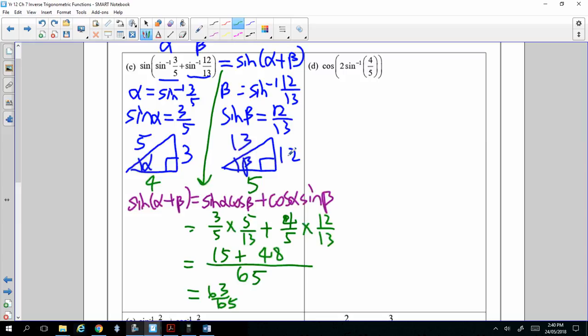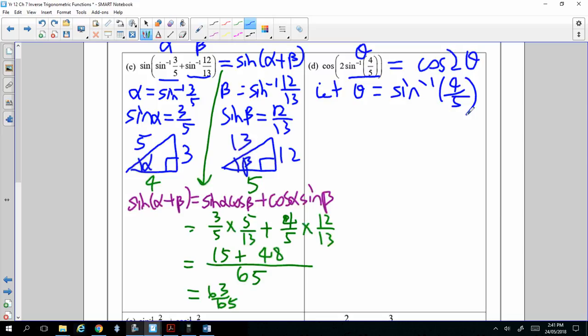Let this be theta, not with the 2. So let this be theta, cos 2 theta, because theta is equal to sine inverse of 4 over 5. And then you just work out sine theta equal to 4 over 5. Now in this one, you don't need to draw a triangle. Why don't we need to draw a triangle?